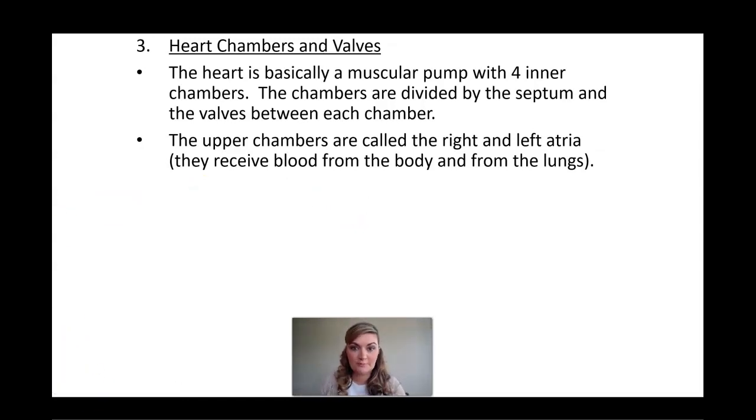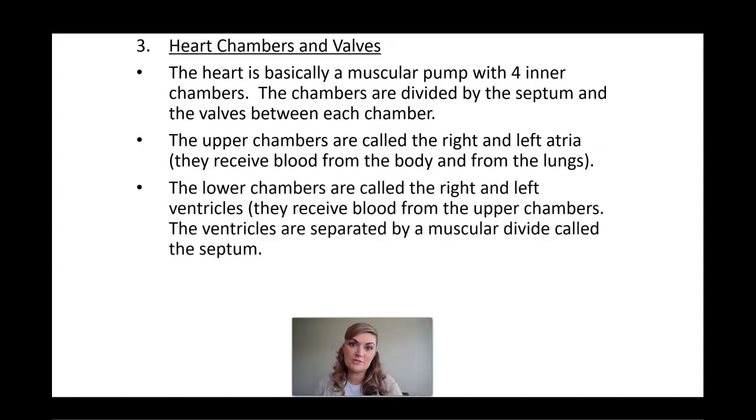The 2 upper chambers are going to be called the right and left atria. They can receive blood from the body and from the lungs. So if it's coming into the right atria, it's receiving blood from the body. If it's coming into the left atria, it's receiving blood from the lungs. The lower chambers of the heart are going to be referred to as the ventricles, and you'll have a right and left ventricle. And so the ventricles are going to be separated in the center by a muscular divide called the septum. And so that's called an interventricular septum. And so it simply separates the 2 ventricles.